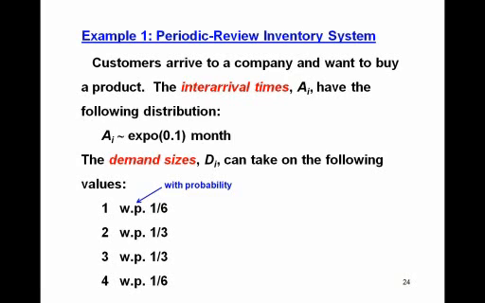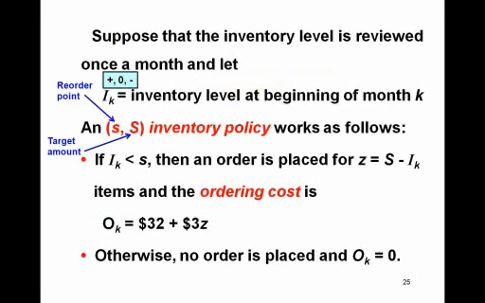The second source of randomness is demand sizes. And this is going to be a discrete random variable. Demand size I will denote by D sub I, and this is the number of items that a customer wants to buy when it arrives. The demand size can be 1, 2, 3, or 4 items, and those values occur with probabilities a sixth, a third, a third, and a sixth. You notice obviously that the probabilities add to 1.